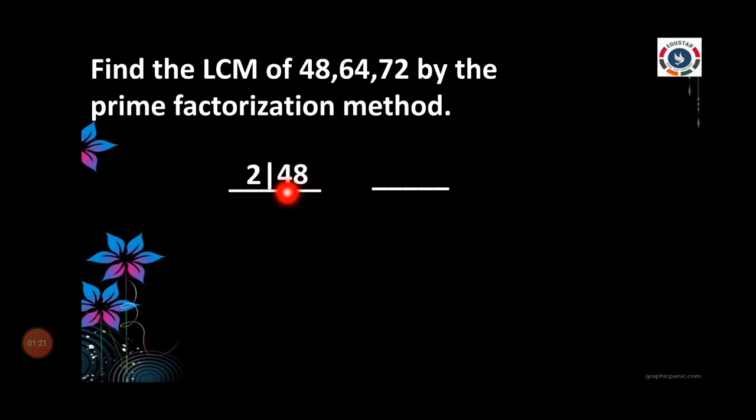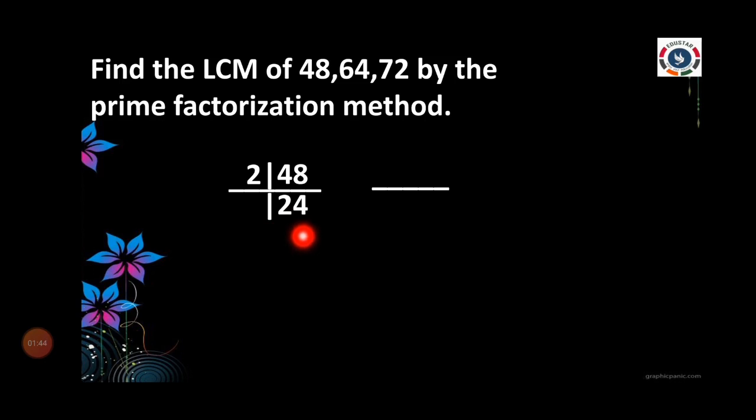Next, there is no remainder, so go with the next number, 8. In 8, how many times is 2? 4 times. 4 twos are 8. Again there is no remainder. So we are having 2, 4, 24. Write 24. Now you again get a composite number. 24 is a composite number.